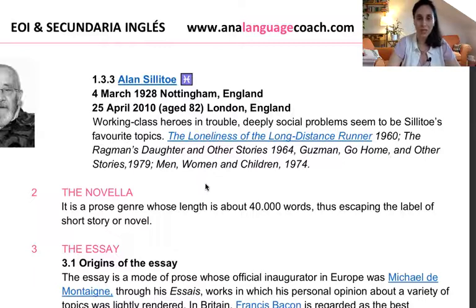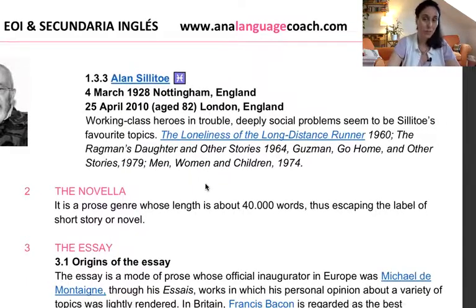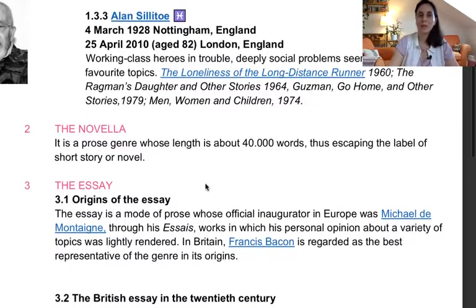Working class heroes in trouble, deeply social problems seem to be Sillitoe's favorite topics. The Loneliness of the Long Distance Runner, 1960, The Ratman's Daughter and Other Stories, 1964, Guzman, Go Home, and Other Stories, 1979, Men, Women, and Children, 1974. And I placed also the link that goes directly to this short novel that you could read. The novella, it is a prose genre whose length is about 40,000 words, thus escaping the level of short story or novel.